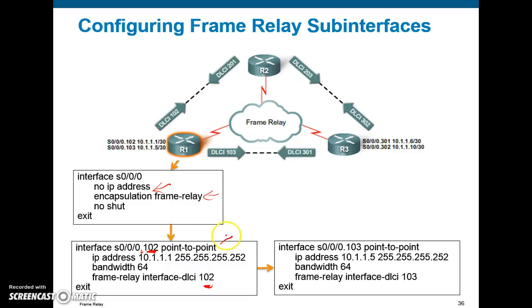So I say that I want to use point-to-point. This will be a point-to-point sub-interface. Then I set the IP address, the bandwidth, and this sub-interface corresponds to DLCI number 102, which is my connection to R2. My connection to R3 is defined by DLCI number 103. So this is the command that I type. Again, create sub-interface 103, set the IP address, subnet mask, set the bandwidth, and finally set the DLCI number for this sub-interface. This DLCI number will connect to R3.